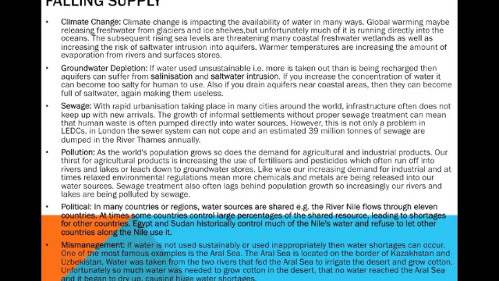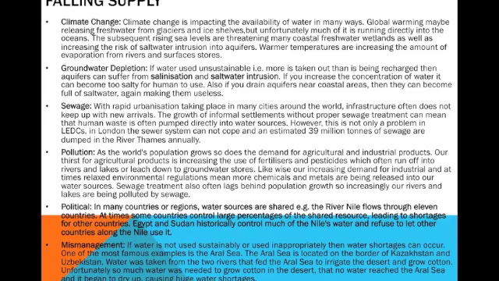So, politically, in some countries or regions, water sources are shared. For instance, the River Nile flows through 11 countries. At times, some countries control large percentages of the shared resource, leading to shortages for other countries. Egypt and Sudan historically control much of the Nile's water and refuse to let other countries along the Nile use it. Mismanagement. If water is not used sustainably or used inappropriately, then water shortages can occur.